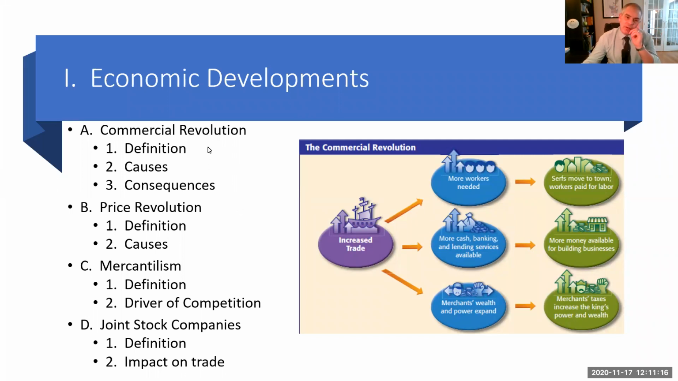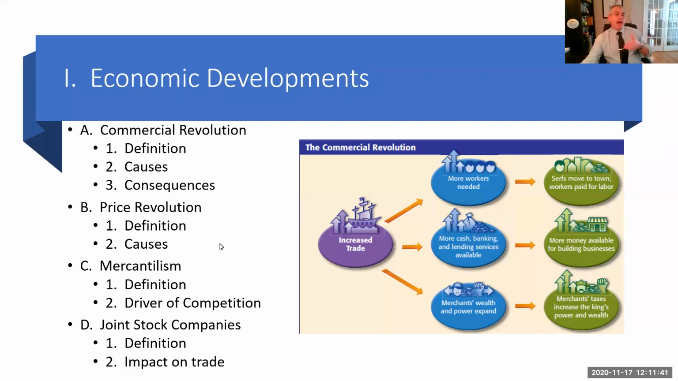So as we look back over here, the commercial revolution is just describing what's going on. The price revolution is a consequence of the commercial revolution. Mercantilism is the government's philosophy during the commercial revolution. And the joint stock company is a financial innovation that allows for this growth of the commercial revolution. So these four are going to tie together.